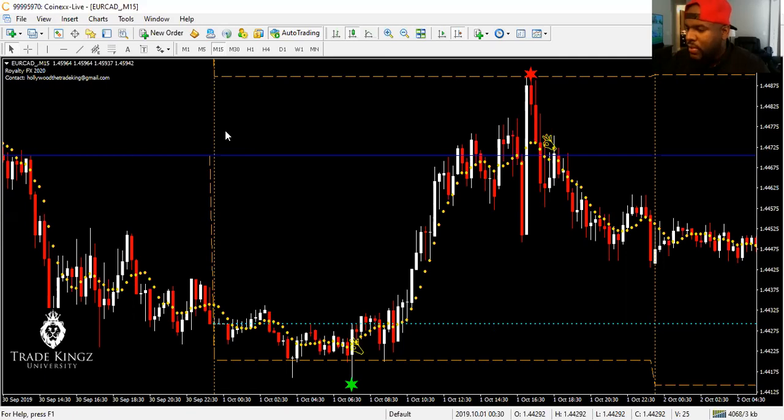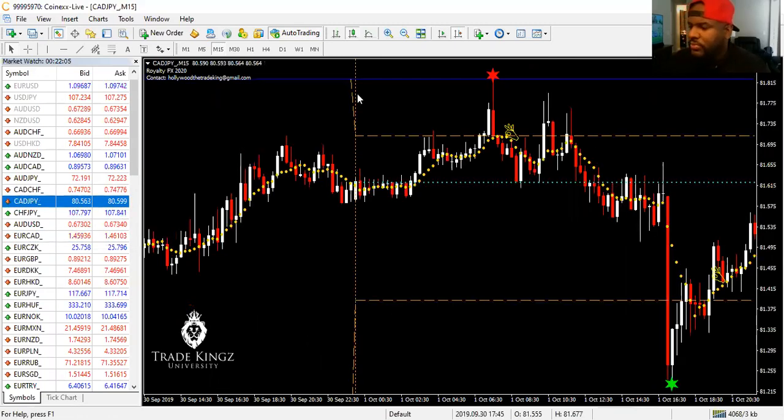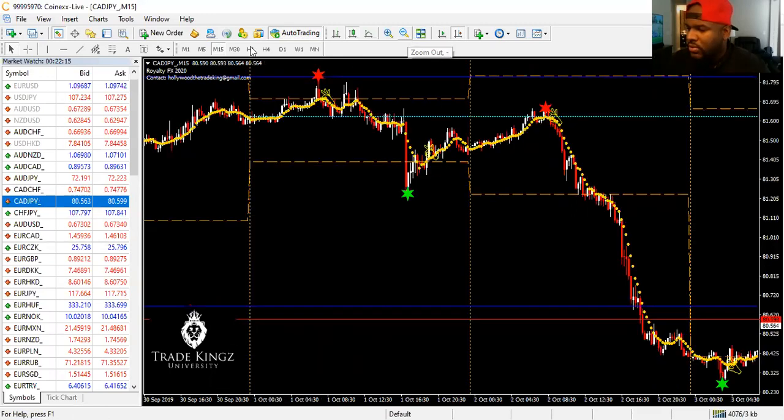Next thing we want to look at, let's scroll through a couple of pairs. Let's look at CAD JPY. Okay. Now you can use it on any time frame that you choose. I like to use the 1 hour.